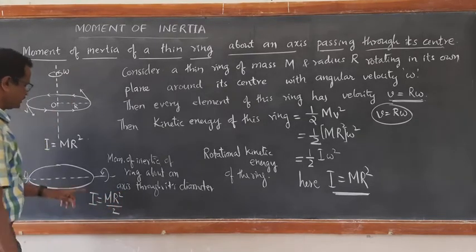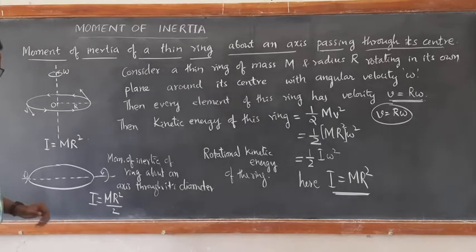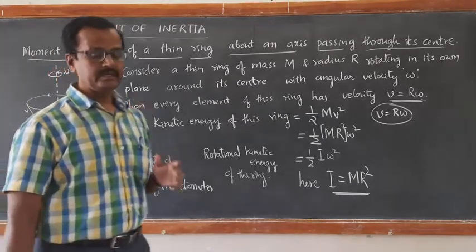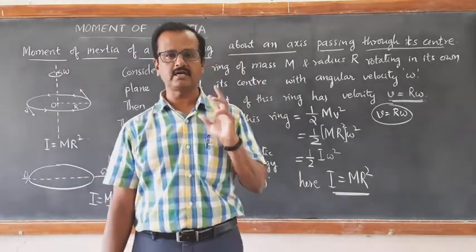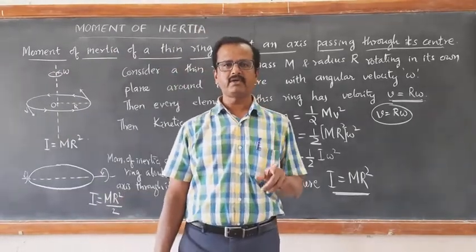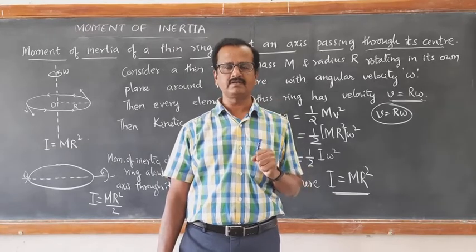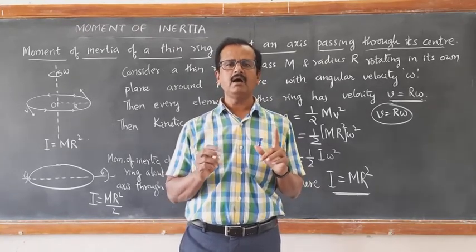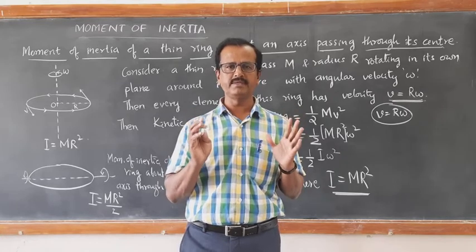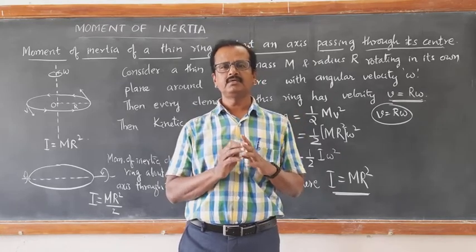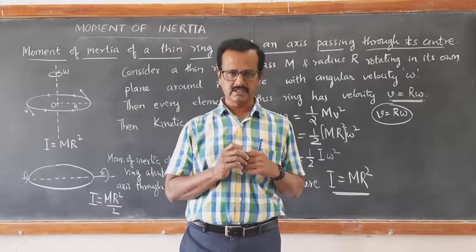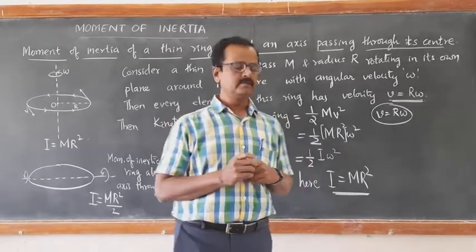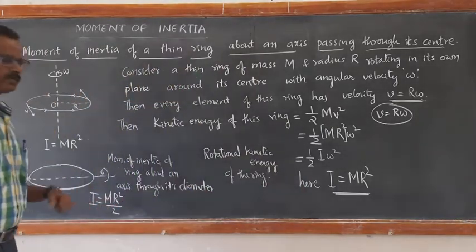How has it been reduced to half? M r square has become M r square by 2. This we will come to know when we learn the theorems. There are two theorems, the perpendicular axis theorem and the parallel axis theorem. They are helpful to calculate the moment of inertia of a regular rigid body about a given axis. There we will see how it is reduced to M r square by 2.